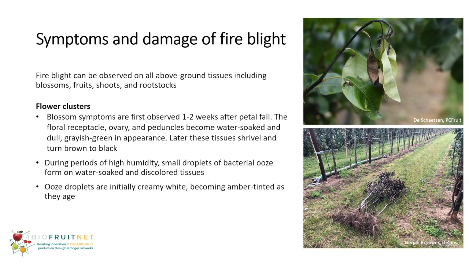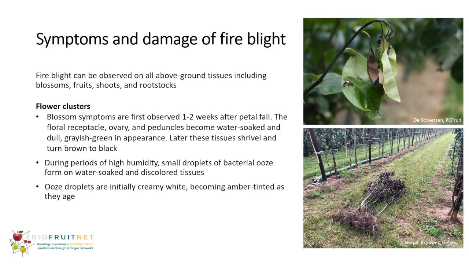Symptoms and damage of fireblight. It can be observed in all above ground tissues, including blossoms, fruit shoots, and rootstocks. When the flower clusters are infected, the infection can be first observed 1 to 2 weeks after petals fall. The floral receptacle, ovary, and pedunculus become water-soaked and dull grayish-green in appearance. Later, these tissues shrivel and turn brown to black.